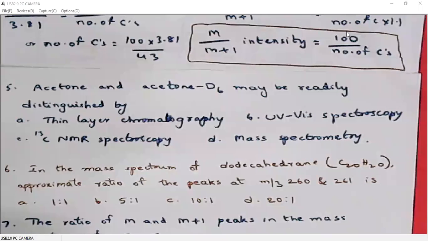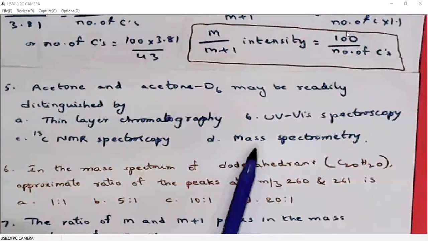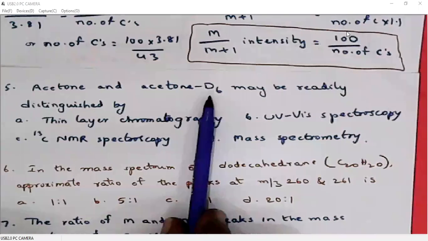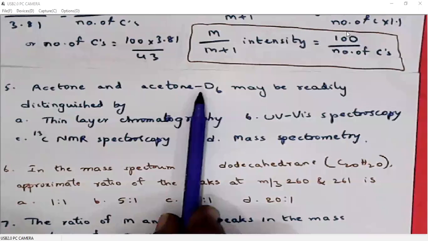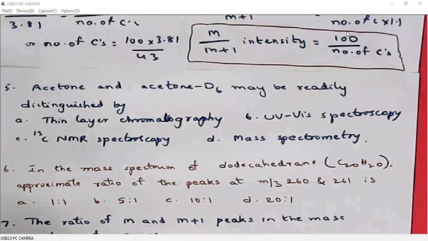Acetone and acetone D6 may be readily distinguished by what? When you have isotopes, of course, you can identify them using IR, because isotopes will give different frequencies. But in this question, that option was not there. Then we can also identify isotopes using mass spectrometry, because isotopes change the mass. Since we have 6 deuteriums, the acetone mass and the acetone D6 mass will vary by 6 units. So we can identify it. It's not a problem.